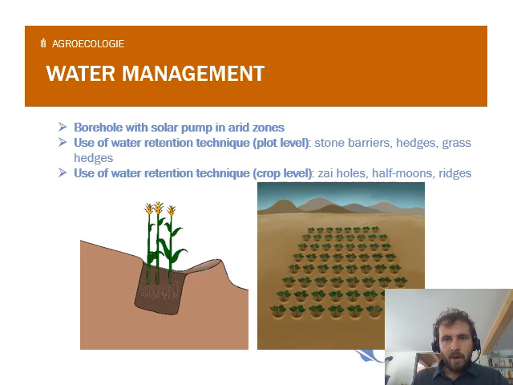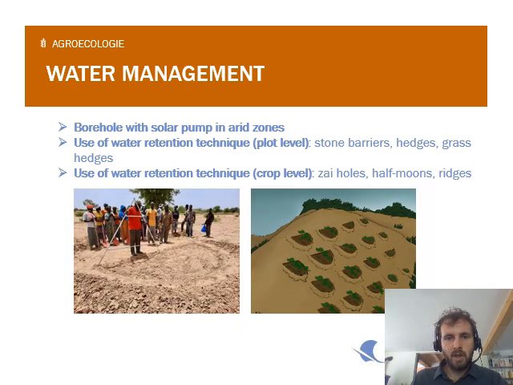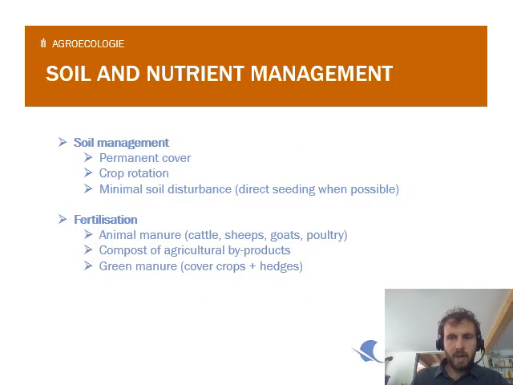We also use water retention at crop level. These are all techniques that we saw in this lecture: the eye holes, the half moon, and the ridges. Here the half moon.